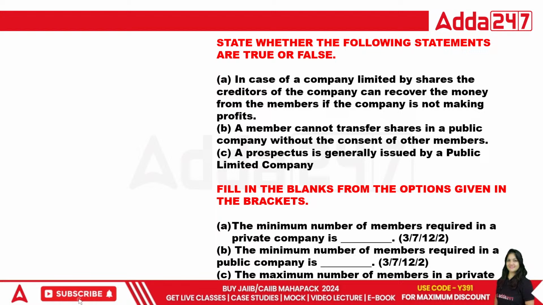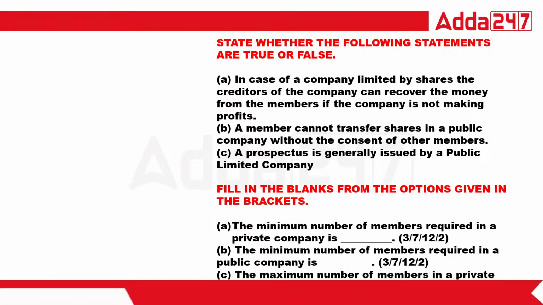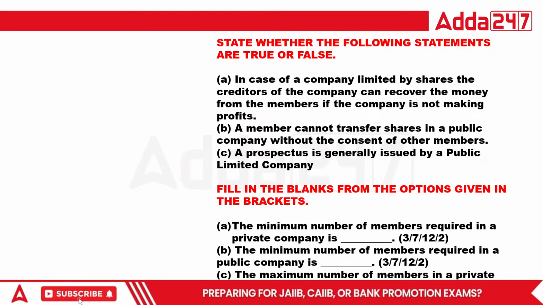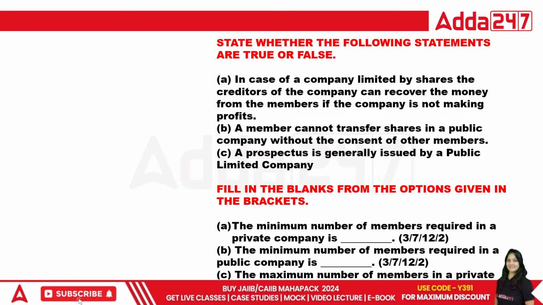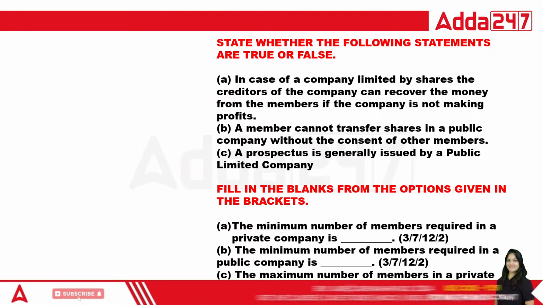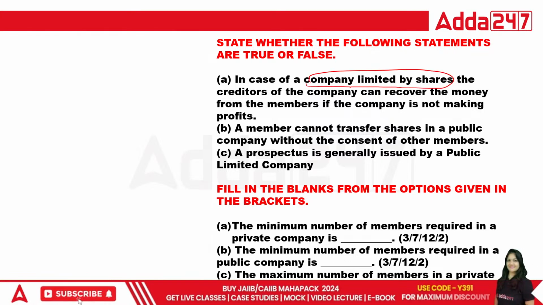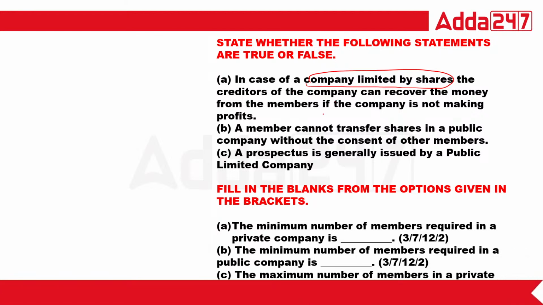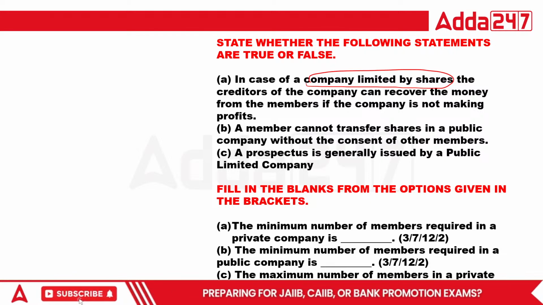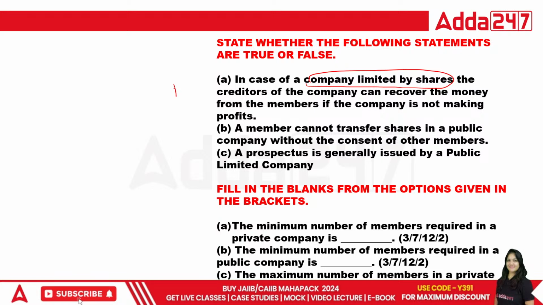What is the right answer? Because this is a very good question of your Company Act. In the case of company, we know the types of company now. So this company is a company limited by shares, right? So in the case of a company limited by shares, the creditor of the company can recover money from the member if the company is not making profit. For the first one, this is totally false. They cannot do this.